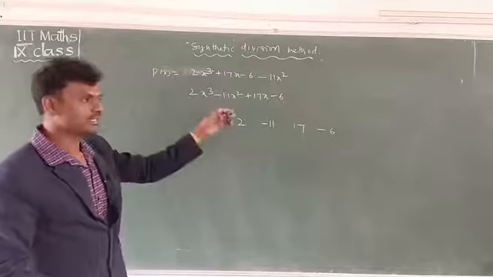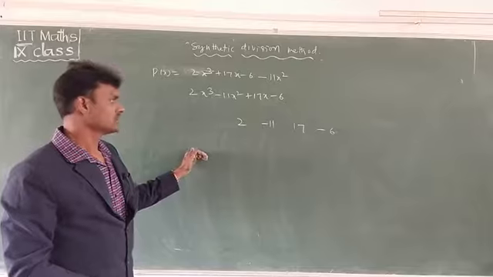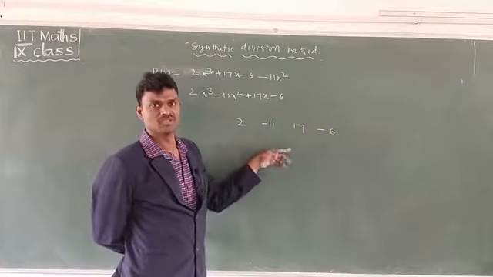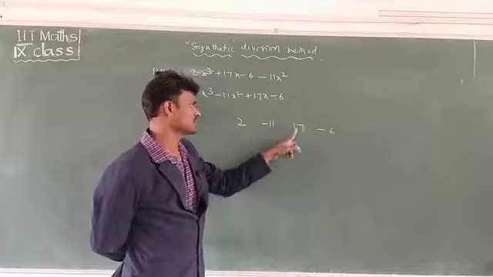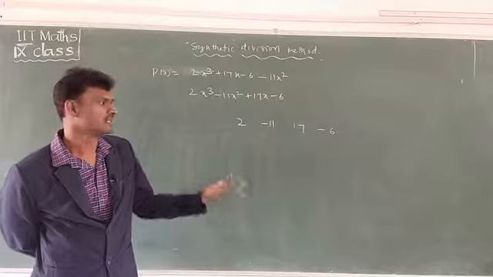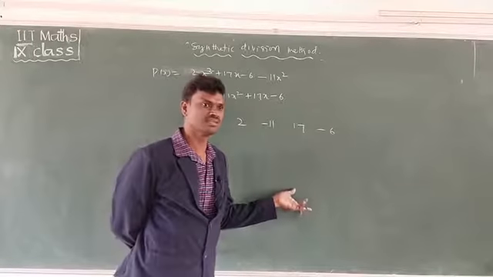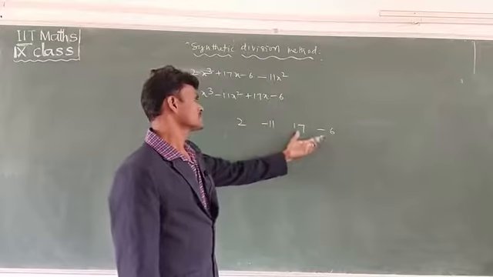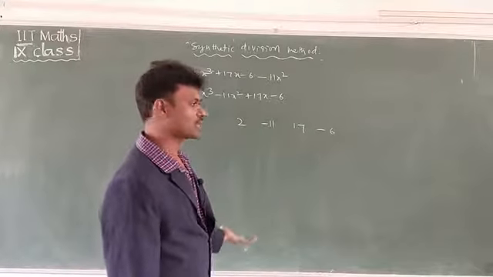Then you can check which condition applies. Sum of the coefficients equal to 0 means x minus 1 is a factor. Here 2 plus 17 is 19, and minus 11 minus 6 is equal to minus 17. So 19 is not equal to minus 17. Thereafter even and odd: here 19 and this is also 17. That is also not possible.